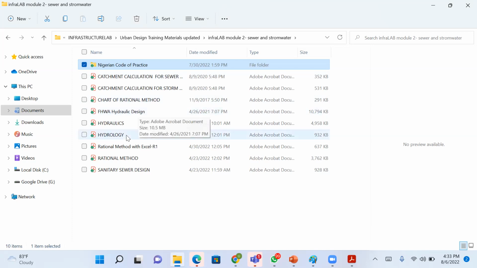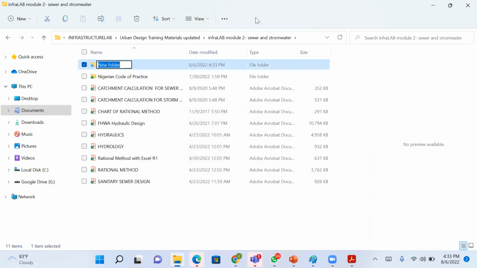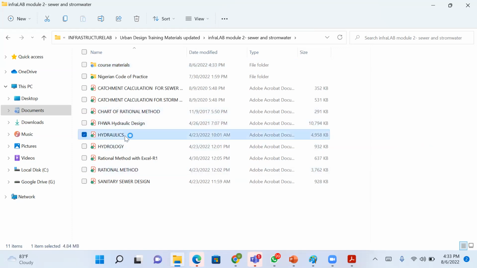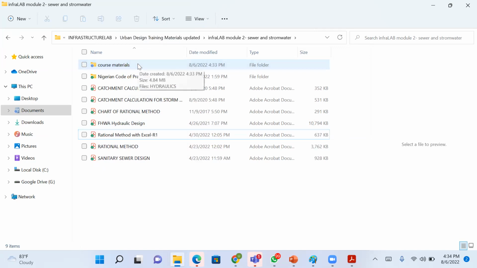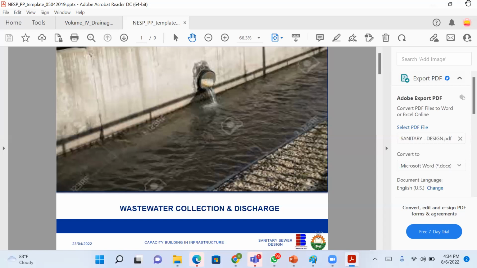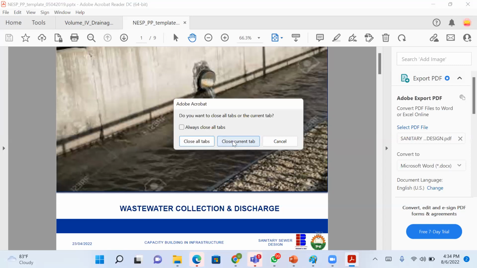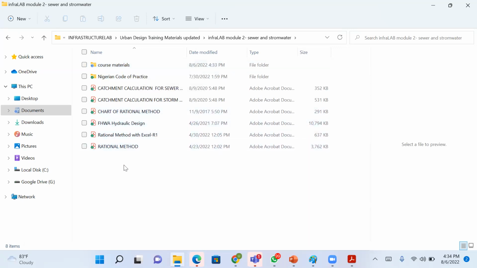Now, we'll be starting 3 things we're looking at today. Let me put them inside one folder so that it will be understandable. We'll be looking at hydrology. We'll be looking at hydraulics. And we'll be looking at general sanitary sewer design. So 1, hydraulics. 2, hydrology. 3, sanitary design. So if you are downloading the material, you can just organize them in this way, so to make more sense for you.